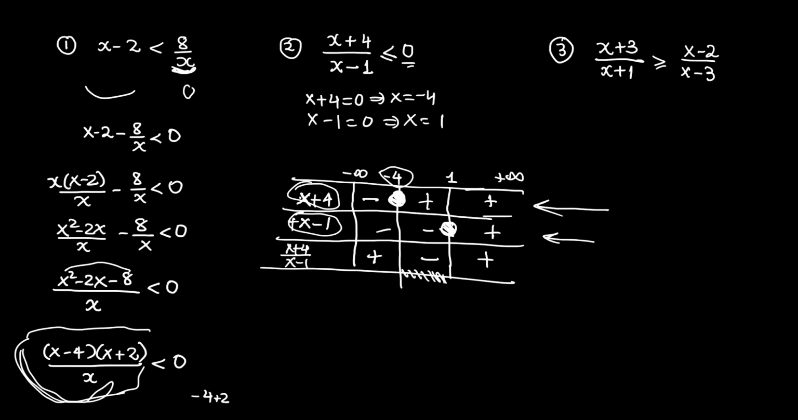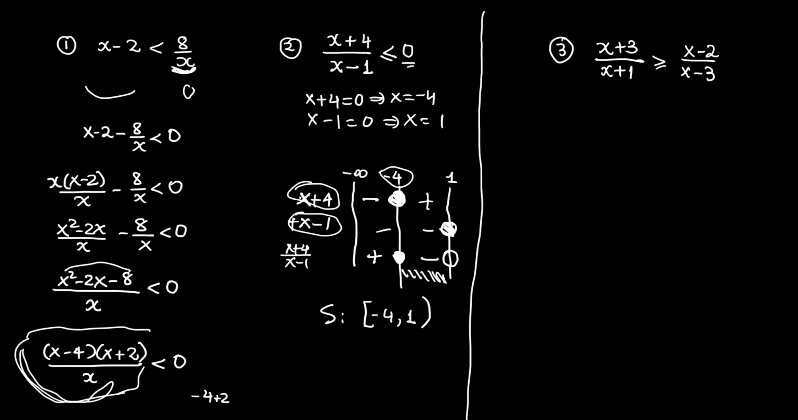Negative numbers. Now, I have to study because it says less than or equal. That means the number of the numerator should also be included in the solution. The numerator is -4, so it will be included. Here, for the 1, it is not included. Why? Because if you include 1, it gives you 0 on the bottom. That means the solution is going to be -4 included until 1 not included. So that's the solution.